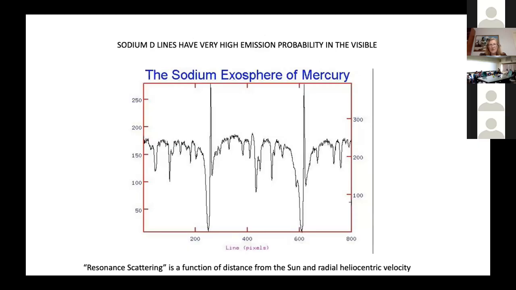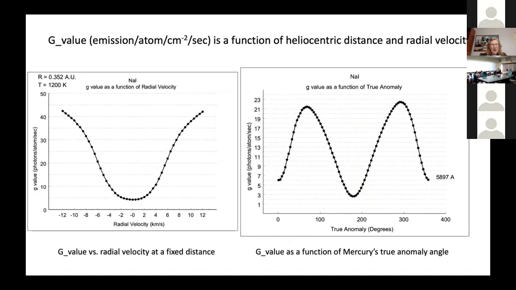And so what are we looking at? We're looking at resonance scattering emission lines, and the reason we've been able to observe sodium from the ground is because it has enormous efficiency. We call it the G value. Just the whoppingly big emission lines. And they're easy to see from the ground, from the Earth, because they're seen in the visible region of the spectrum.